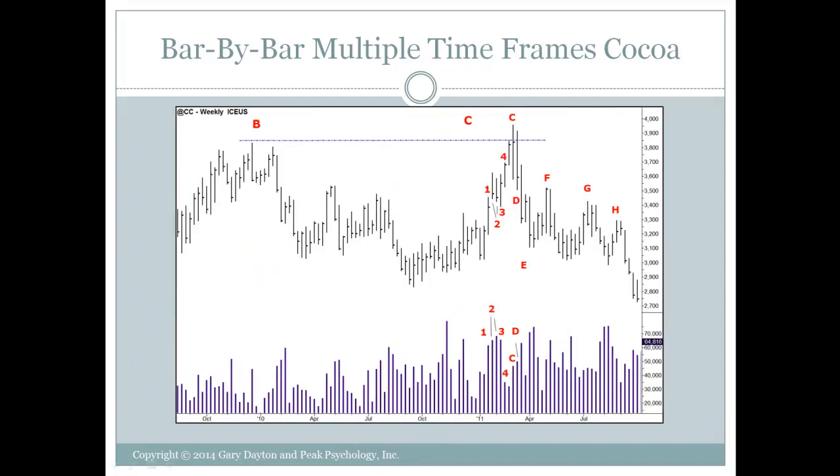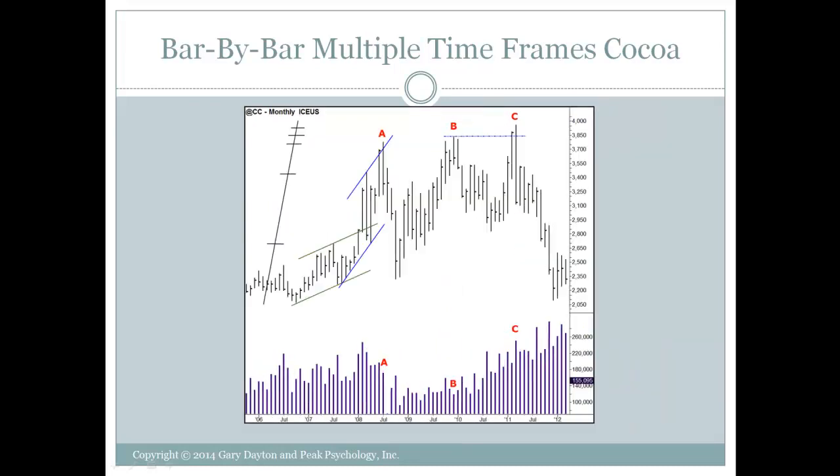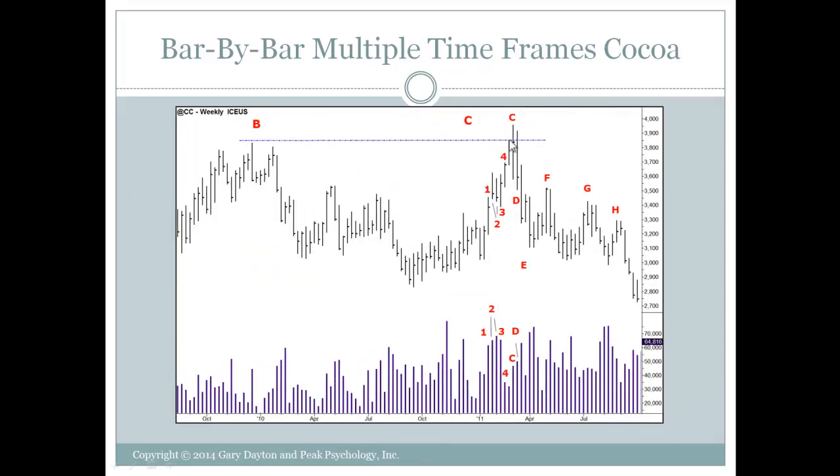Let's take a look at C here, the area of C. Okay, it's going to be this area here. It's upthrusting B. And we're going to take a look at the upthrust of B on the weekly chart.